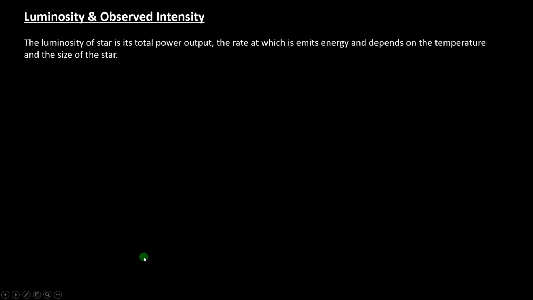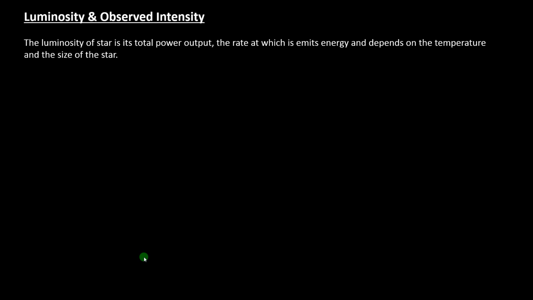So the idea of the luminosity of a star is that it's equivalent to its total power output, the total amount of power released by the star, so total energy per second. And that's obviously going to depend on things like the temperature of the star. The higher the temperature, the higher its luminosity will be. And the size of the star. A bigger star, again, will have a higher luminosity.